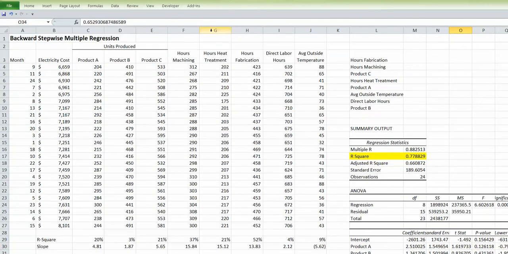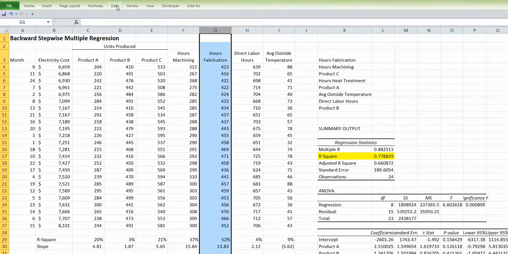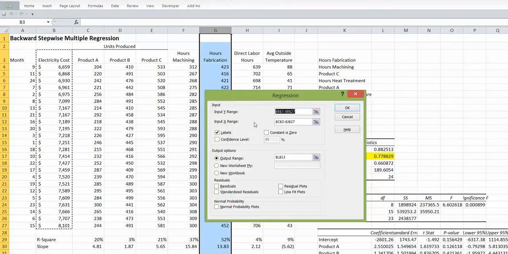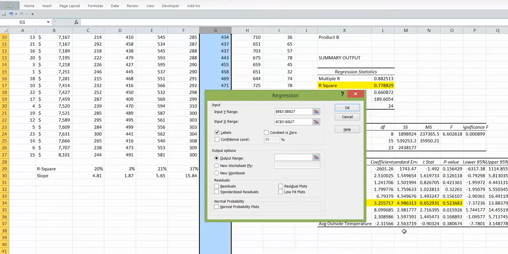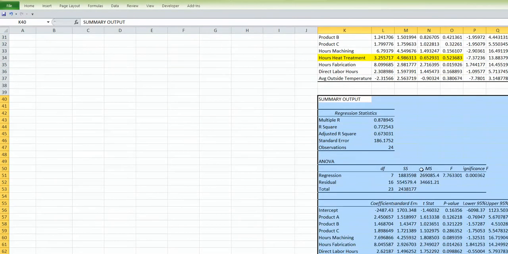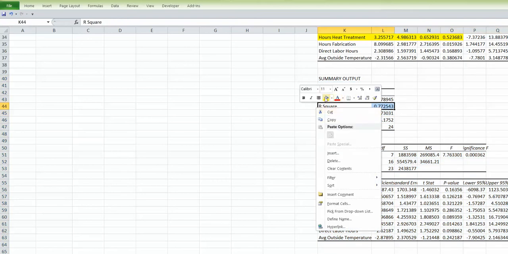So we'll come up to our data set. We will delete the column for heat treatment. We will run our regression again, data, data analysis, regression. Now in terms of our range of independent variables, instead of going all the way over to column J, we are only going over to column I. And in terms of location of our output, let's not override our output, but let's put it down below, and we'll hit OK. In our new model, in terms of overall explanatory power, still a decent R-square, 77–78%.